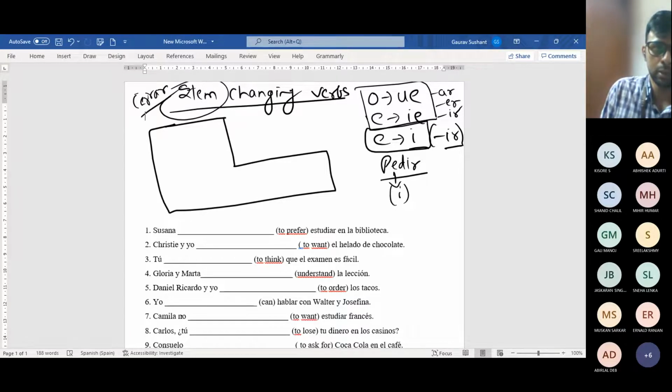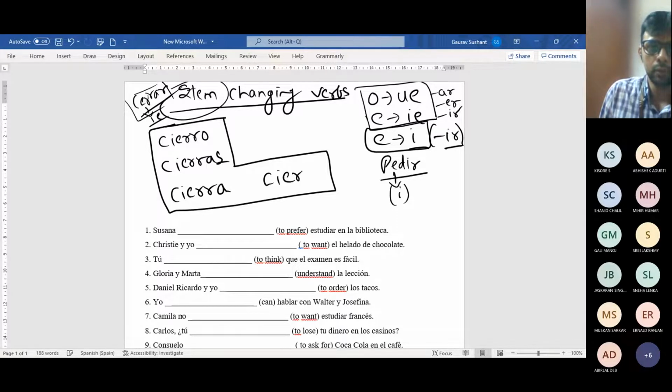I'm just giving you again the example of the verb cerrar, where e will change to ie, so it will become cierro, cierras, cierra, and cierran. So in these four forms, in the stem part, the e is changing to ie, and being an AR ending verb, cerrar, the end part is following the AR conjugation of the regular verb. So that also you have to keep in mind.